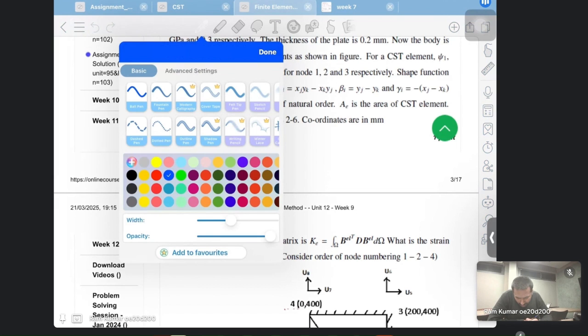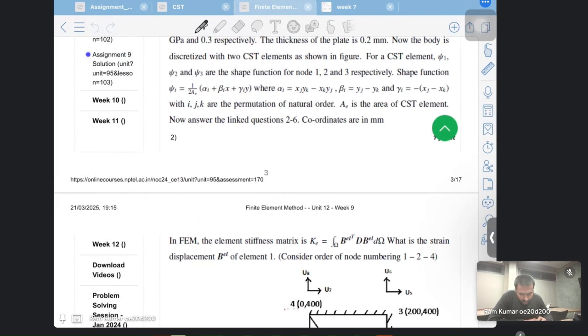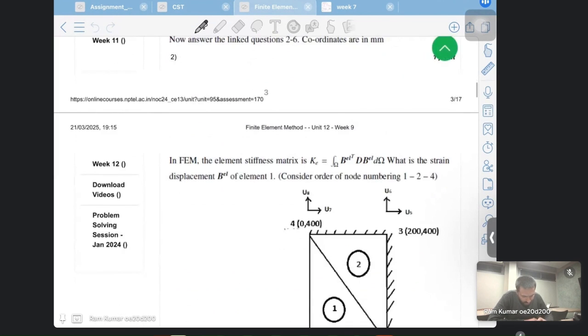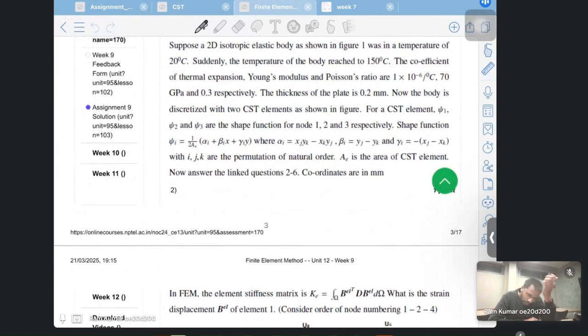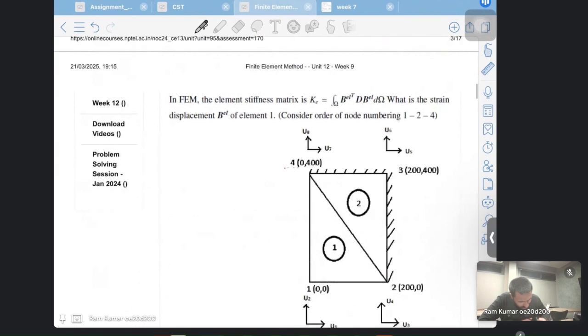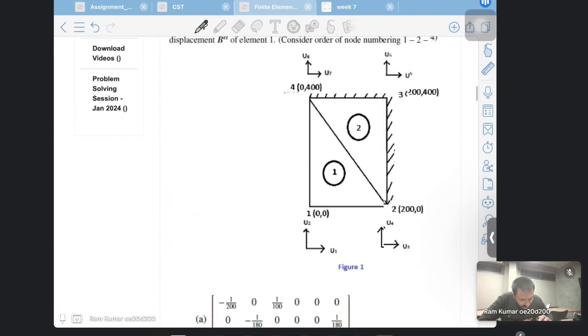This is the problem we are going to solve. First we will read this problem. Suppose a 2D isotropic elastic body as shown in figure 1. So we have figure 1. Okay, this is our figure 1.